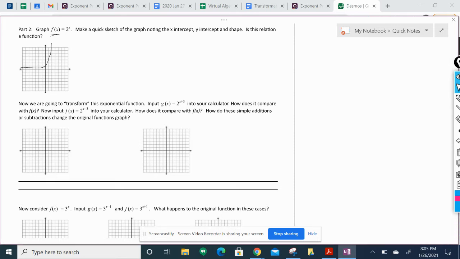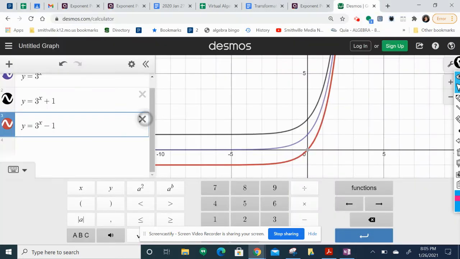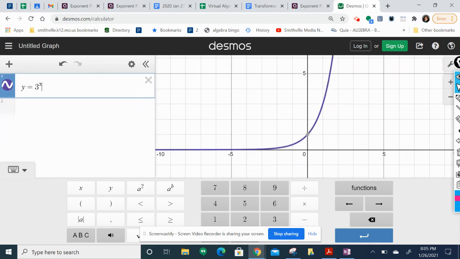We're going to do a different type of transformation this time. This time we're going to input g of x equals 2 to the x plus 3. If you'll notice, that x plus 3 is part here of our exponent. So when we come back to Desmos to do that, let me go ahead and get rid of these problems that we've done. I'm going to put in our original function again. y is equal to 2 to the x power.